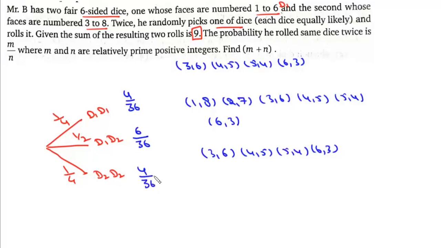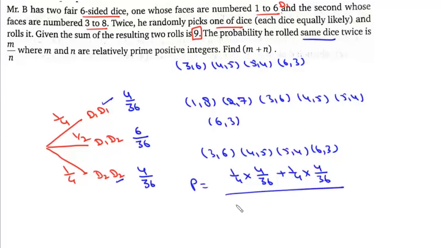Now we need to find the probability that he rolled the same dice twice. So that means either this case or this case. Now it's a Bayes theorem question. So this probability will be 1 by 4 into 4 by 36 plus 1 by 4 into 4 by 36, divided by 1 by 4 into 4 by 36 plus 1 by 4 into 4 by 36 plus 1 by 2 into 6 by 36. Now this 4 will cancel, this is 3, and this 36 will also cancel.